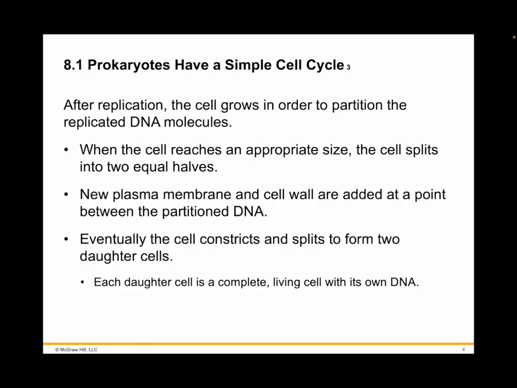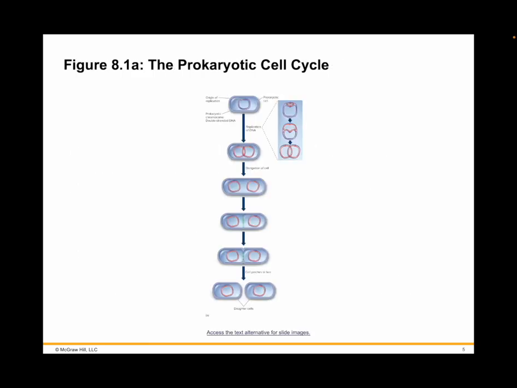If you look again at figure 8.1a on page 136, you will see this, and the same is now shown before you. As the growing plasma membrane pushes inward, the cell is constricted into two, eventually forming two daughter cells. Each cell contains one prokaryotic chromosome that is genetically identical to the parent cell, and each is a complete living cell in its own right.